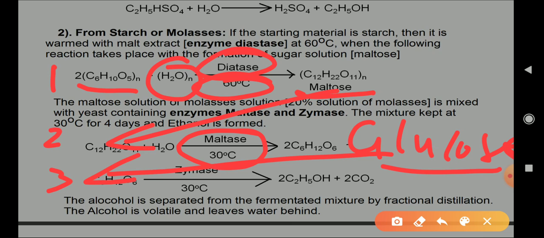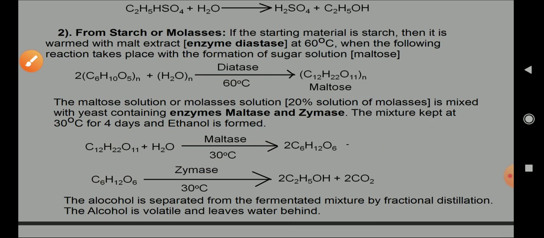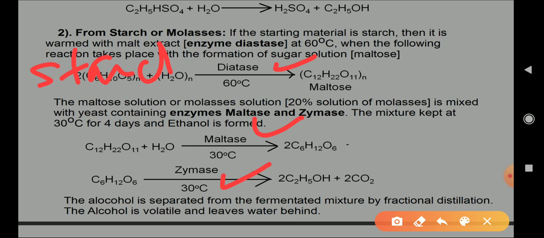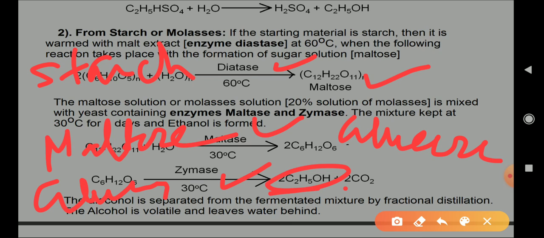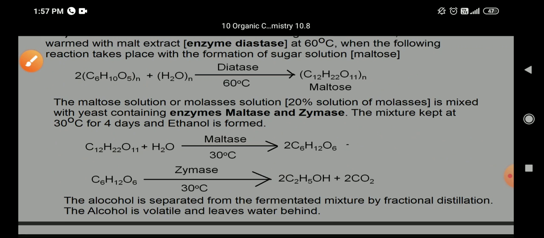This glucose is reacted by the enzyme zymase at 30 degrees centigrade. So you see, in the first step diastase is used, in the second step maltase is used, in the third step zymase is used. Here it is starch to maltose. This one is maltose, second step maltose to glucose, and here glucose to alcohol. So this is how the alcohol is produced.